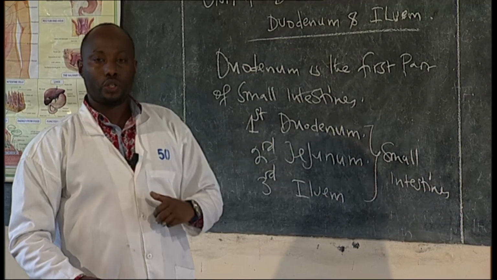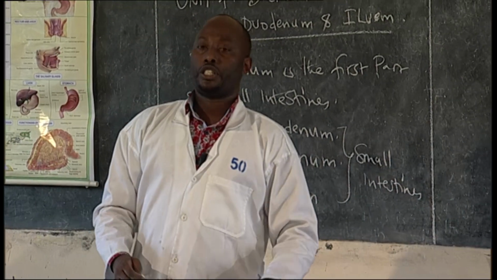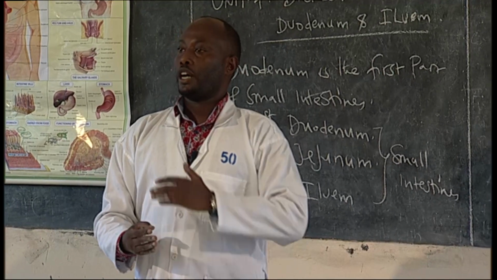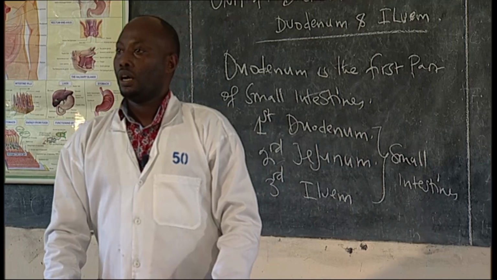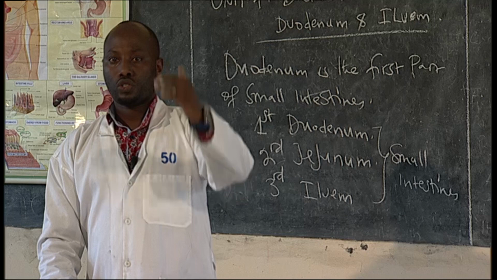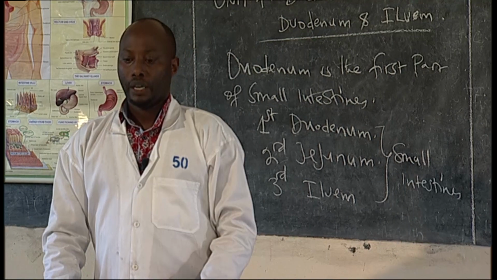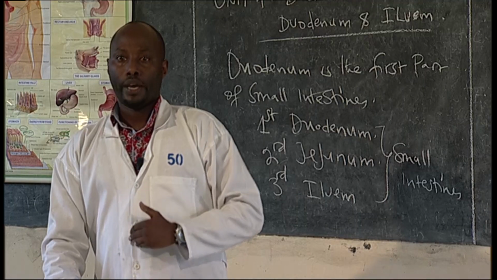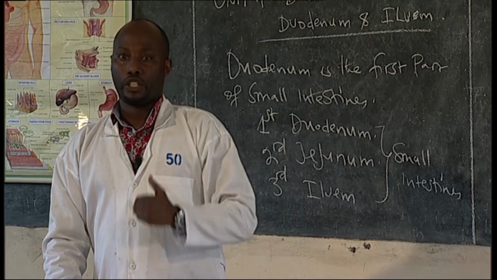Of course, when the food is churned and broken down, it has to be released through a sphincter muscle, which is called the pyloric sphincter, and it goes into the duodenum. And the duodenum is the first part of the small intestine, where further breakdown of food takes place.